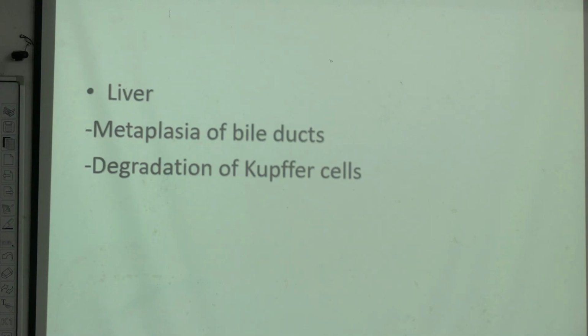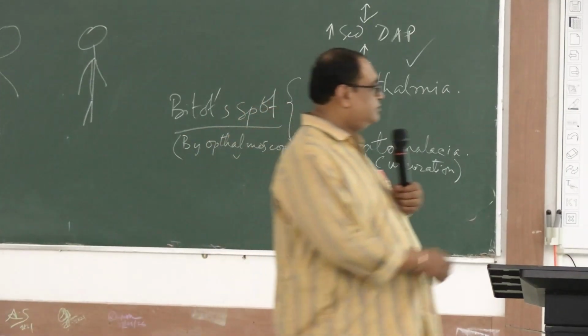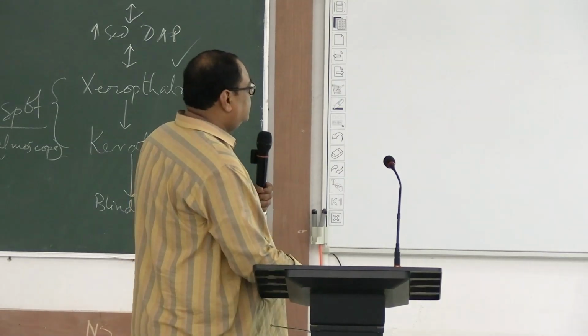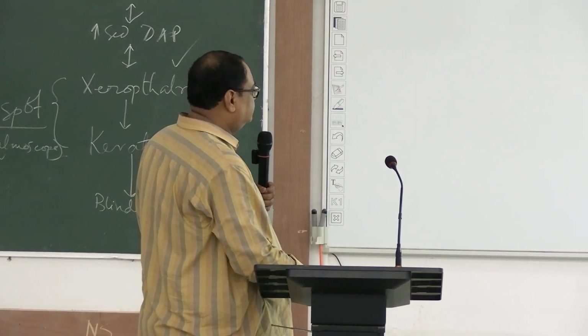Vitamin A has antioxidant property. In absence of antioxidant property, we might get biliary cancer, degradation of Kupffer cells. What is the function of Kupffer cells? Scavenging. Good. Definitely not needed so much.